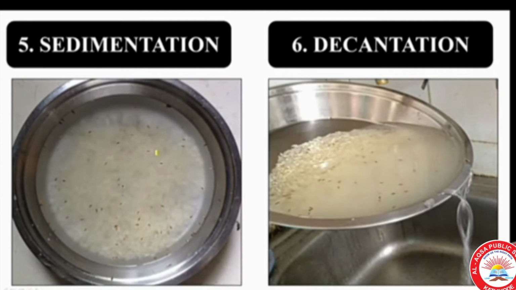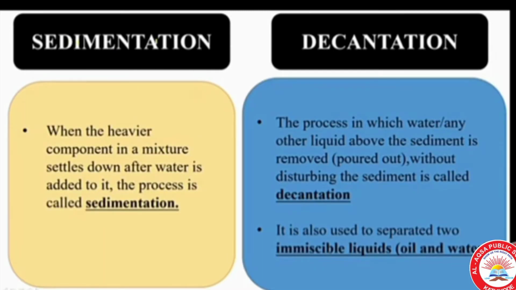Now we can see the heavier rice settle at the bottom. This process is called sedimentation. Then we can see water at the top. When the water is removed, that process is called decantation. Let us define the processes sedimentation and decantation. First, sedimentation: when the heavier component in a mixture settles down after water is added to it, the process is called sedimentation.